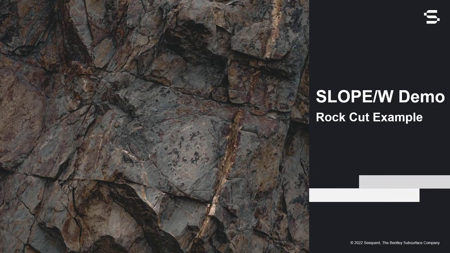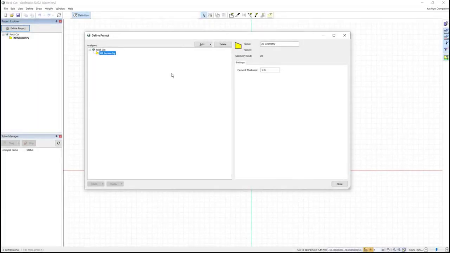For a clearer understanding of this material model in SLOPE/W, let's take a look at a simple but interesting example where the power of the compound strength model is clearly demonstrated. In GeoStudio, this example features a slope stability analysis of a rock cut for the construction of a road. I will therefore create a 2D SLOPE/W analysis and give it a relevant name.